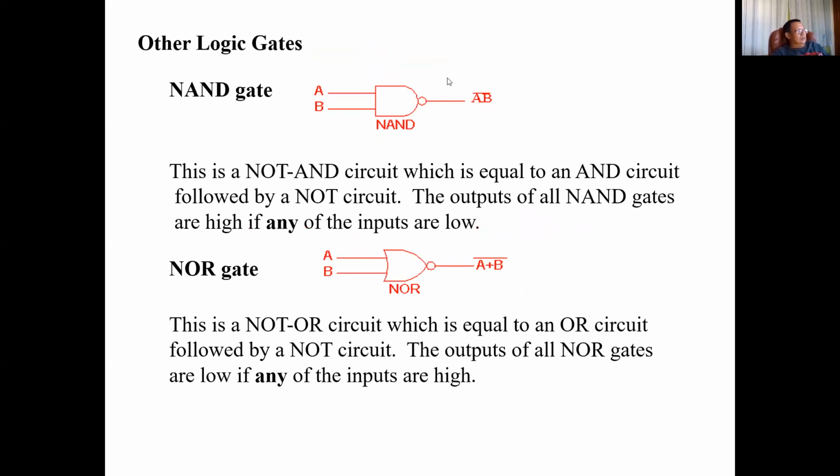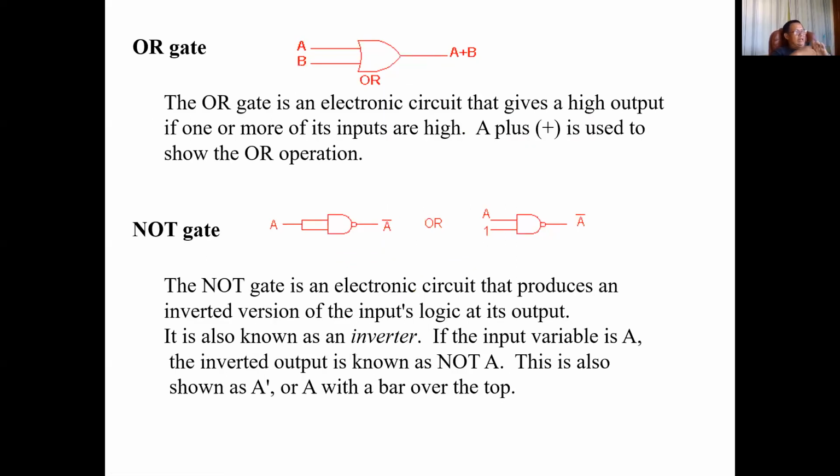So the next gate, sorry, I think I went too fast. It's called an OR gate. The main difference in the symbol is that the input side is slightly curved and the output side is pointed. Unlike in an AND gate, where the output side is rounded.